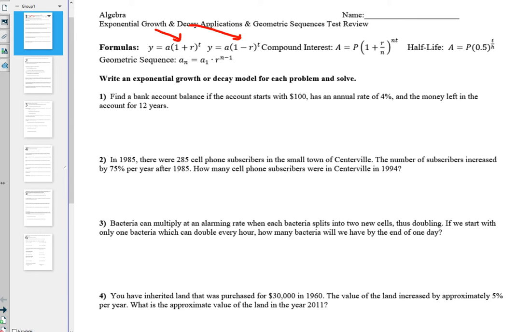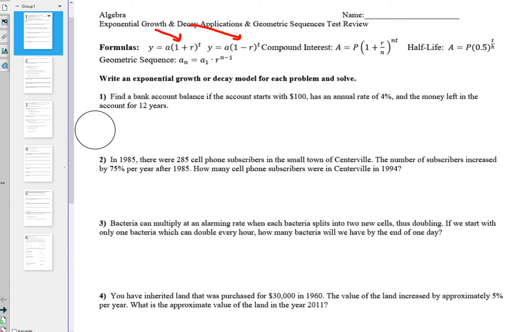All right, so let's write an exponential growth or decay model and solve it. Find the bank account balance if the account starts with $100 and has an annual rate of 4%, and the money is left in the account for 12 years. Sorry, the grammar is not making it. But let's just figure out how much they would have after 12 years.